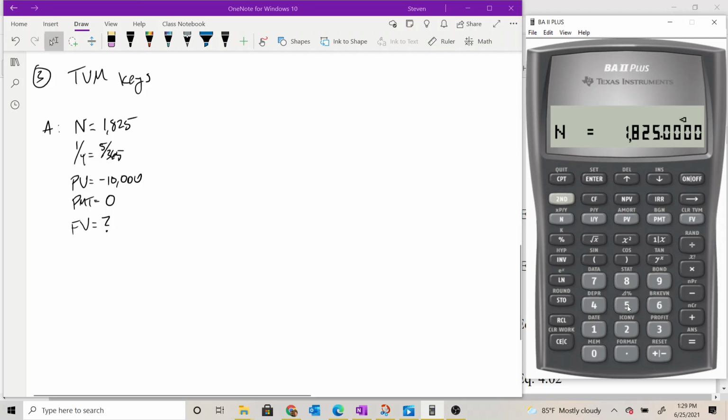I over Y is 5 divided by 365 equals. And now, although the calculator is showing me 4 decimals here, because it's a calculated value, it's worked out to about 13 decimal places. If I have the calculator do that division, and while this number is on the display, I press the I over Y key, it stores that full 13 decimal version of the answer instead of that 4 decimal approximation.